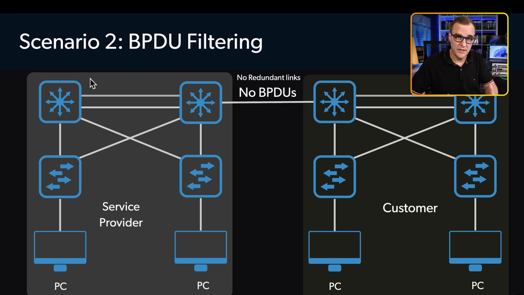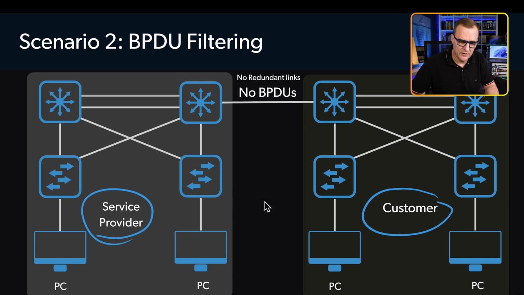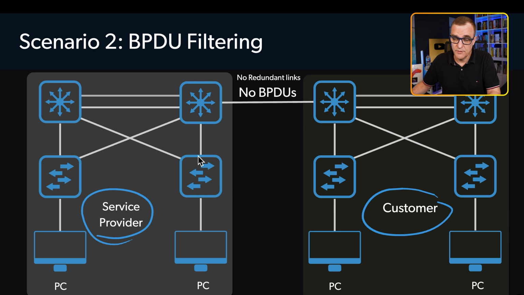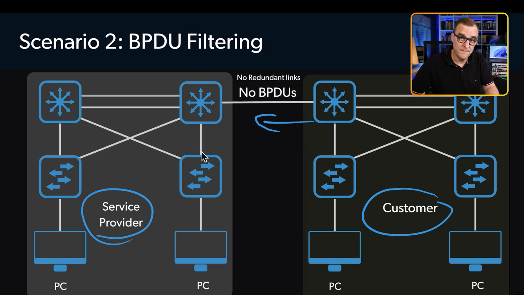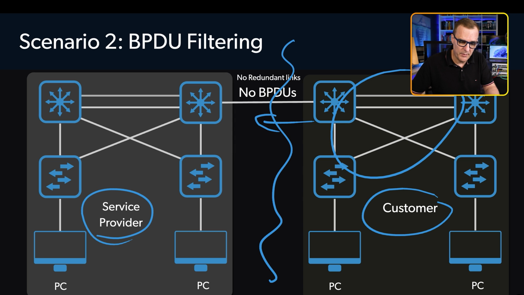Now, it's very seldom that you want to disable spanning tree or stop BPDUs being sent or received in a network. So it's very seldom that you're going to do this. But in this example, we've got a service provider network on the left-hand side, a customer network on the right-hand side. The service provider is not going to want BPDUs from the customer affecting their spanning tree. So basically, we want two separate spanning trees here. We don't want this spanning tree on the right affecting the spanning tree on the left.